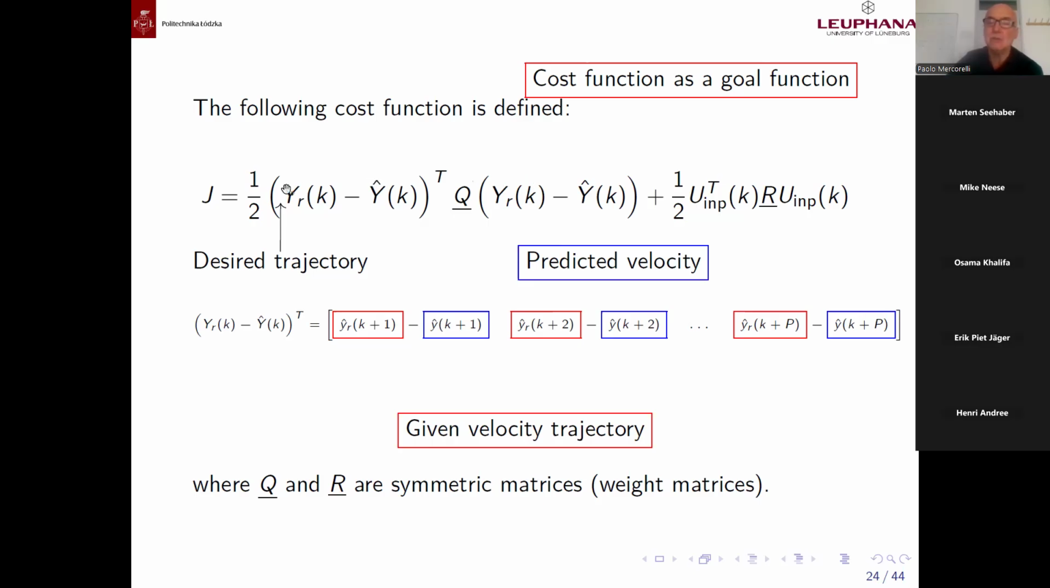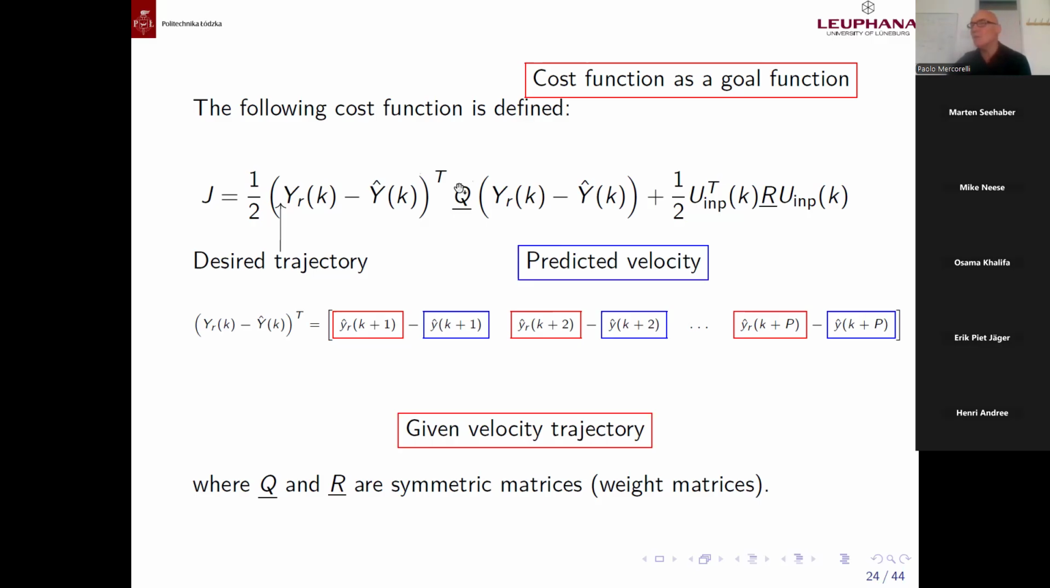Why that? Because do you remember? Y was in a column. YR minus Y hat is the column of the errors between the reference signal, or the vector, and the predicted. Y hat is the predicted. If I do the transposition, I have a row.